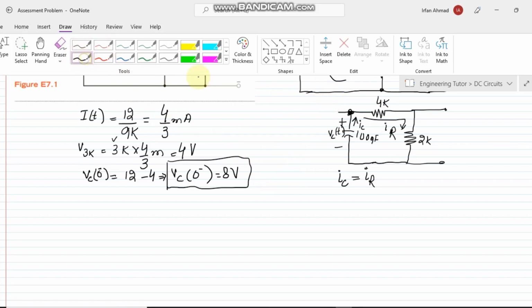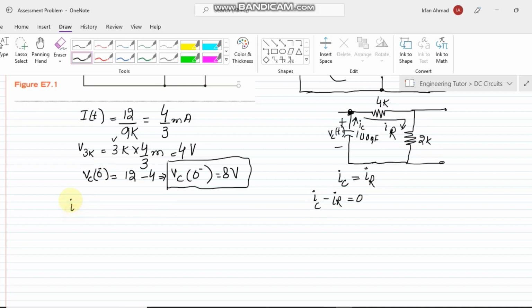Okay, so now it will be easy. IC minus IR is equal to 0. What is IR? IR is the current which is flowing through this 4K and 2K, as these two are in series with each other, so we can add them together. And what is the value of IC?